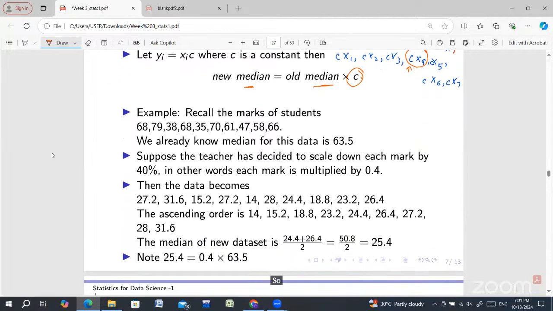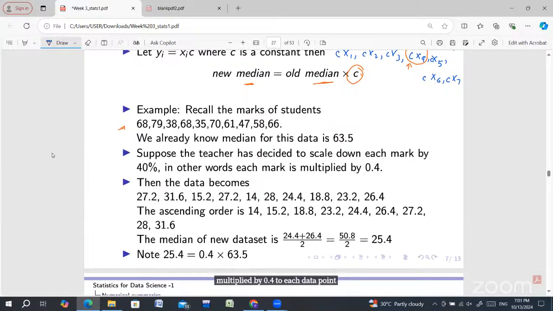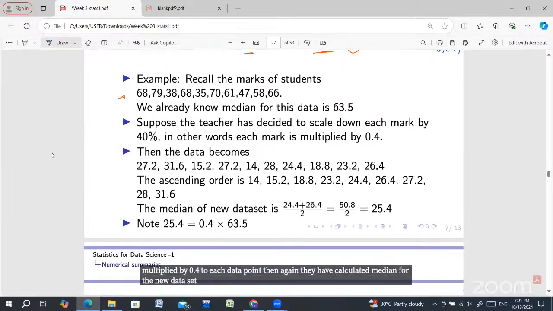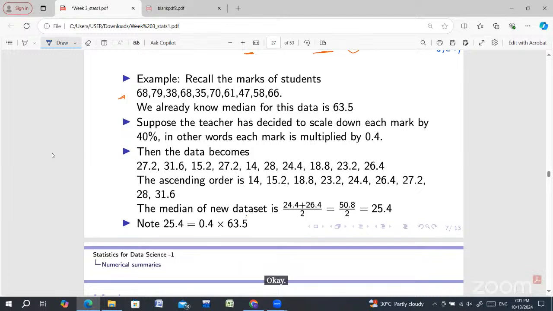You can verify this by this example similarly. This is your initial data set. Now you have multiplied each data point by 0.4. Then we calculate the median for the new data set. So it will be the old median multiplied by that constant. Is it clear? Yes, ma'am.